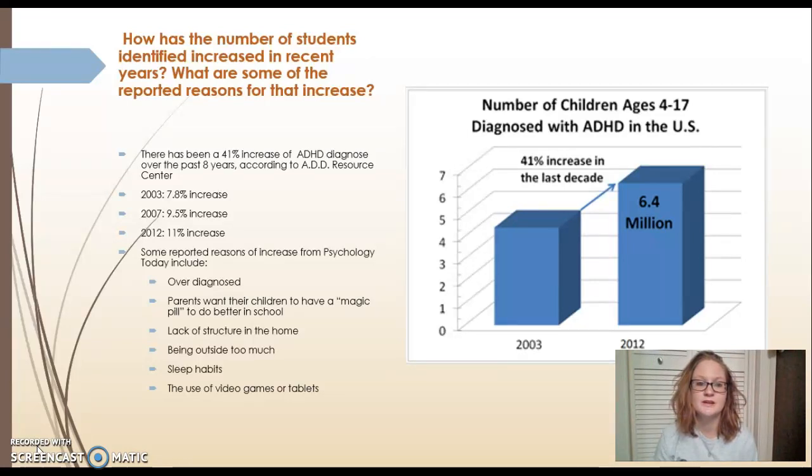Some of the reported reasons for the increase may include a child being overdiagnosed, playing outside too much, lack of structure in the home, poor sleeping habits, the use of games, tablets, and phones, or a parent may want their child to have a magical pill in order to succeed in school.